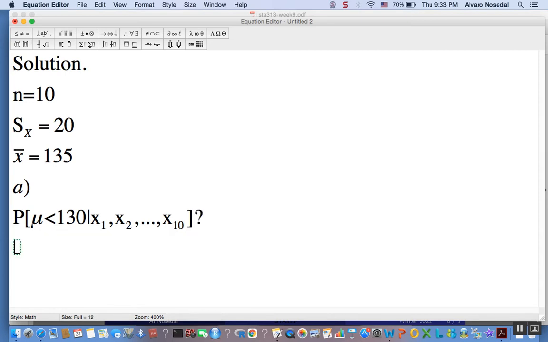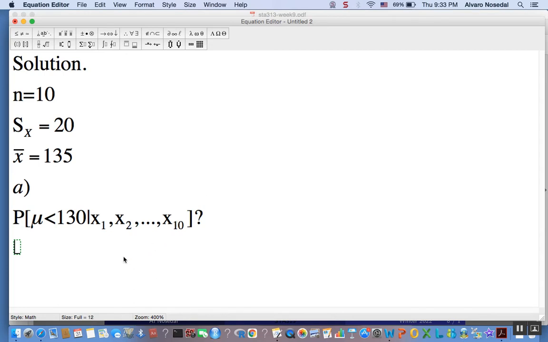Okay, so let me remind you something that we learned when we derived in detail the posterior distribution of mu given a sample of size n, under these conditions: that these observations come from a normal process and both parameters mu and sigma squared are unknown.